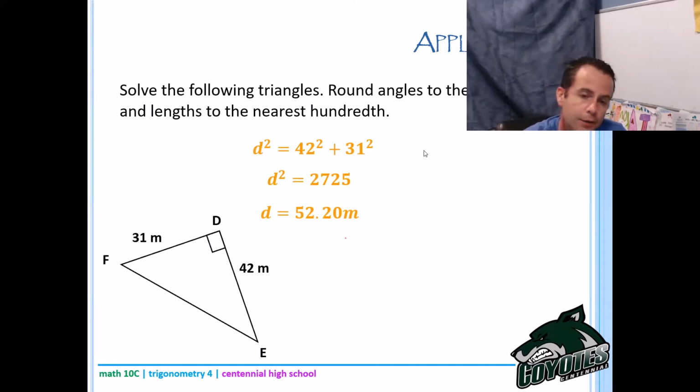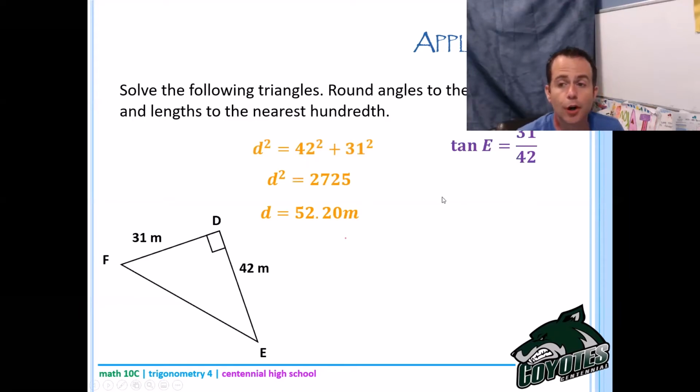Now I'm going to solve for either angle E or F. It doesn't really matter. Both have the exact same information. So I started with E. Looking at angle E, the 31 is opposite and the 42 is adjacent. So I know I want tan. So I go tan of E is 31 over 42.